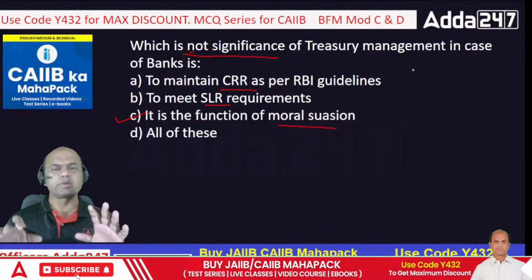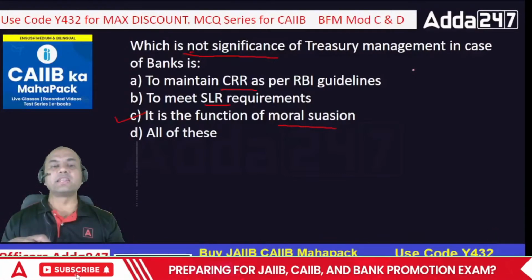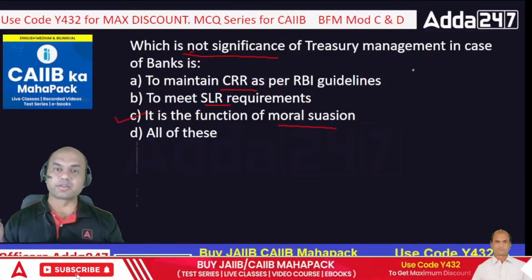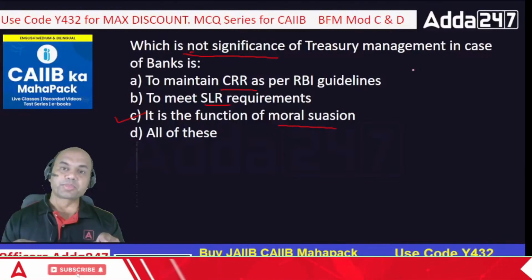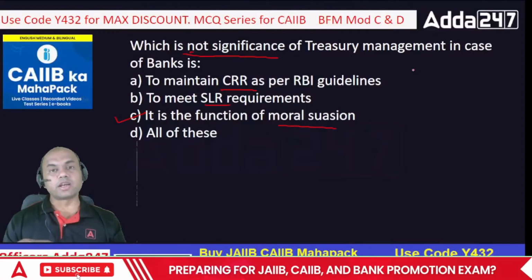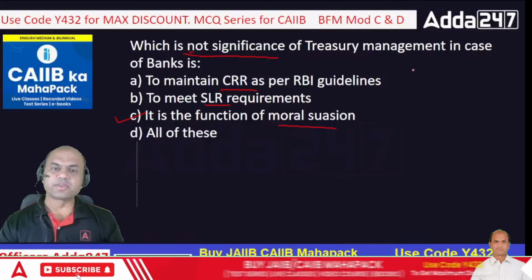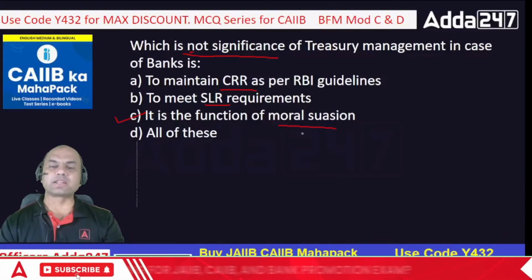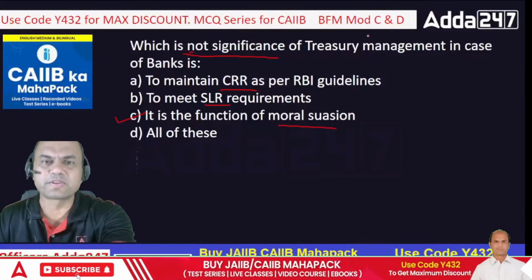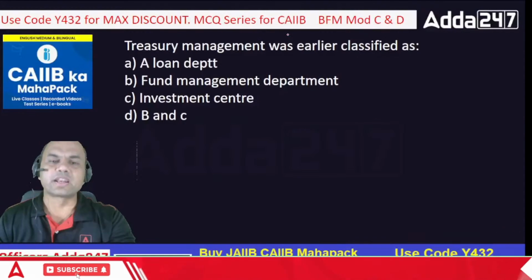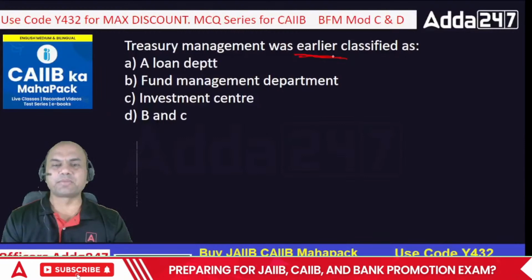Moral suasion means what RBI tells. This sector is not performing well, or in the near future it won't perform well. Be cautious while giving the lending. So that is moral suasion. This sector will grow a lot. It means RBI is telling you can fund regularly, not an issue. So that is moral suasion. How can that be a part of treasury? That's not a part of treasury. That's a part of RBI's supervisory role. Okay, treasury management was earlier classified as before all these new developments happened. Treasury was what?